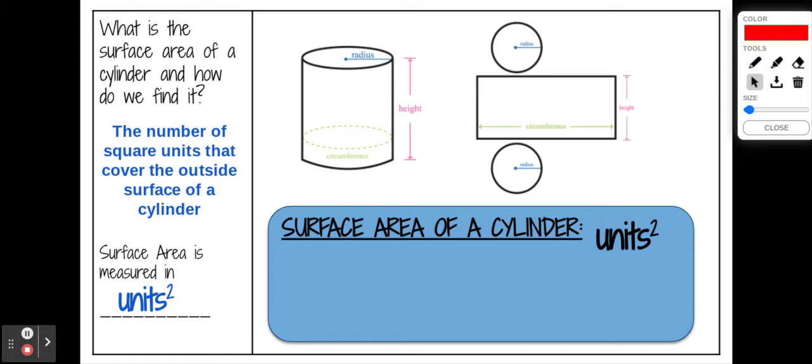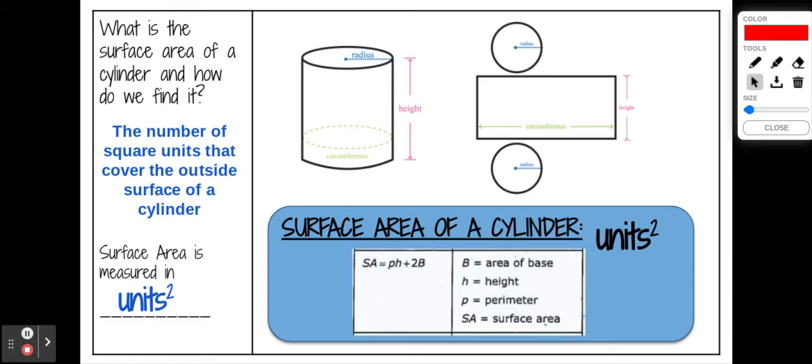Now let's talk about the formula. How do we find surface area? Well, the surface area formula looks like this. SA equals pH plus 2B. Take a moment to pause the video to go ahead in your notes to write the surface area formula and what each of the variables in the formula represents. Pause the video now so that you have time to do that.